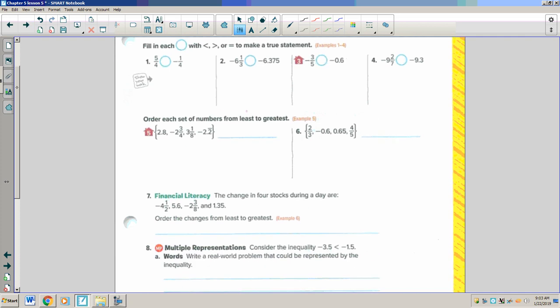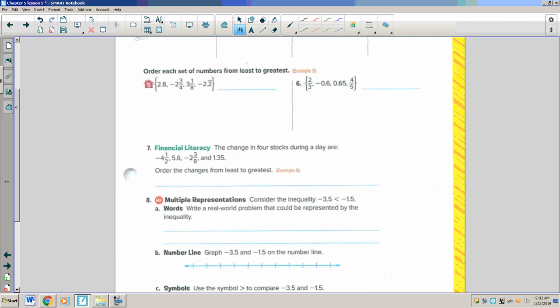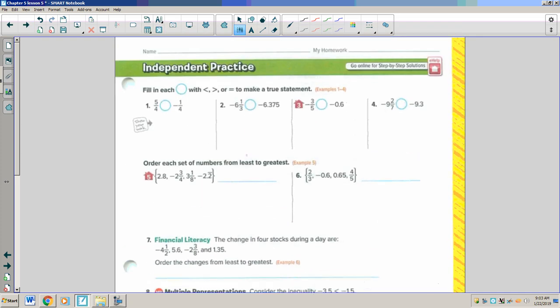Your assignment is on page 391. Show your work. This lesson might take a little bit longer. Show your work. Think about your fractions. Think about what you're going to do with decimals. Here you have a fraction. Here you have a decimal. Enjoy.